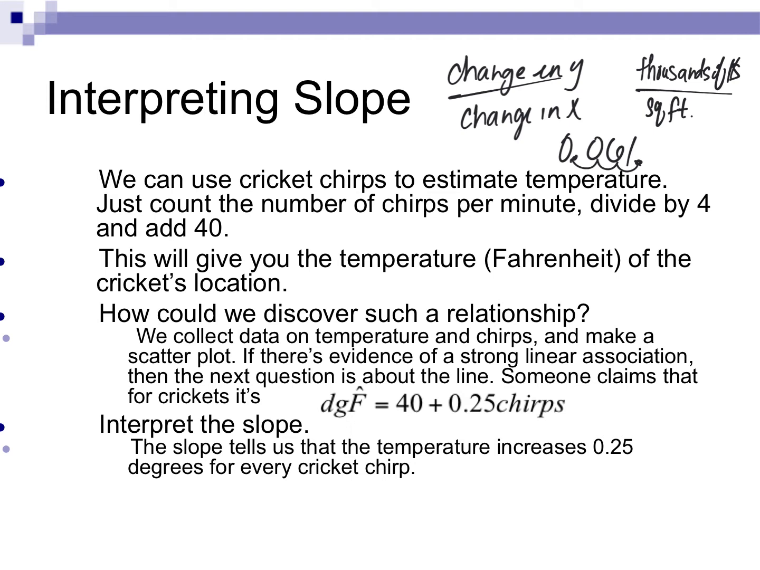Interpret this slope. This slope means the temperature increases by 0.25 degrees for every one increase in number of cricket chirps. So your slope is the y increases this much for every 1 unit increase in the x. And we're going to have what we call cookie cutter statements that we're going to use to state these things over and over again in the same manner.